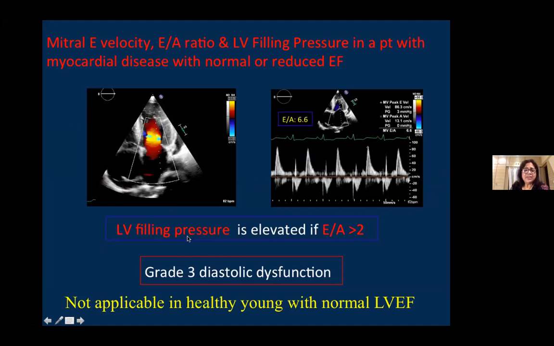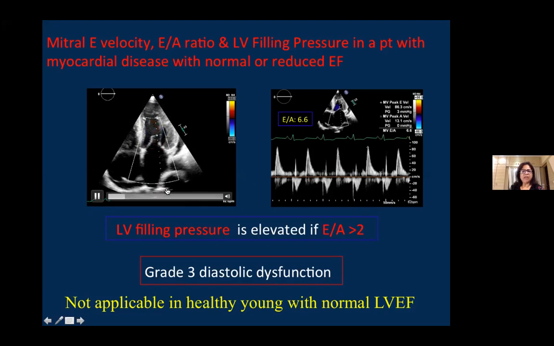As per the latest recommendation, LV filling pressure is said to be elevated if the E/A ratio is more than 2, whereas in my patient, I got 6.6. So here LV filling pressure is very, very high, and we label this type of diastolic dysfunction as grade 3 diastolic dysfunction. Now, when I say this pattern, I have already explained: tall E, small a, short deceleration time.